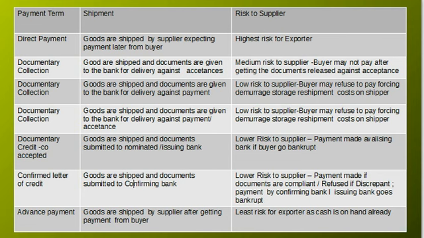Then comes the advance payment, where goods are shipped by the supplier after getting their payment in advance from the buyer. The risk is least for the exporter and highest for the importer, because the importer parts with the money with the expectation of goods which might come in future. So in case of an avalized documentary collection, in case of a letter of credit, and in case of a confirmed letter of credit, there is an additional undertaking by the bank to protect the payment for the supplier.